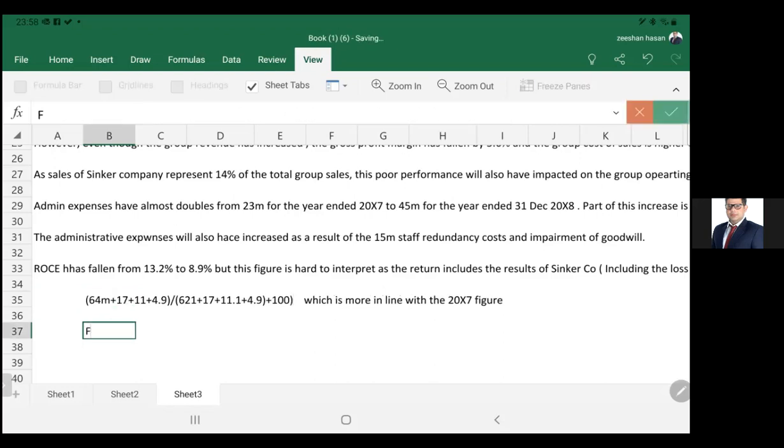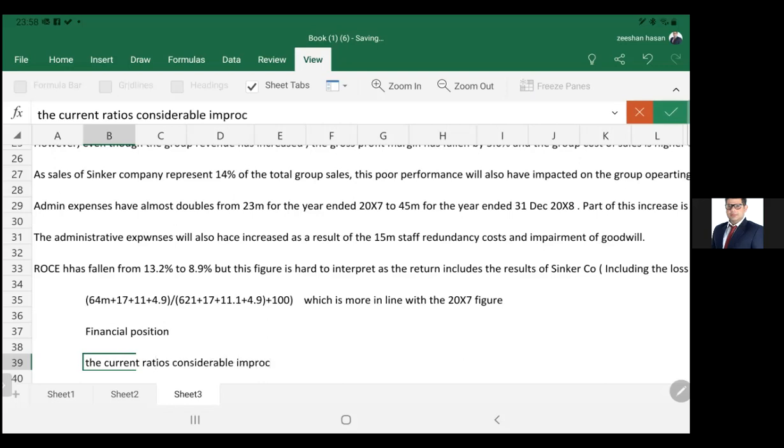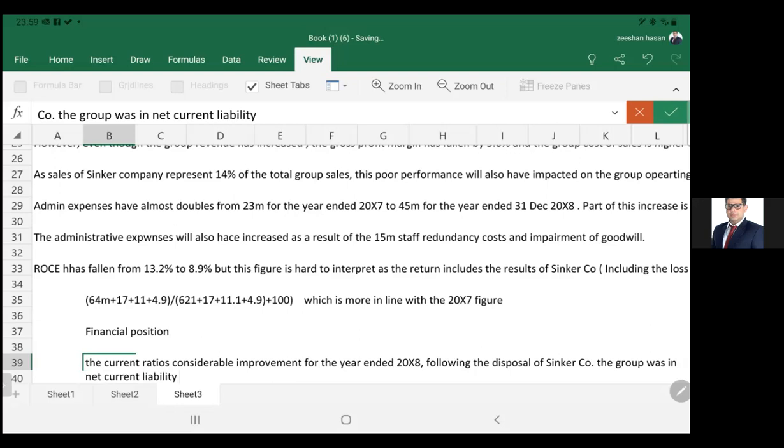Now, finally, financial position. Now, what we will say in it: the current ratio shows considerable improvement for the year ended 2008, following the disposal of Sinker Company. The group was in a net current liability position at the end of 2007.